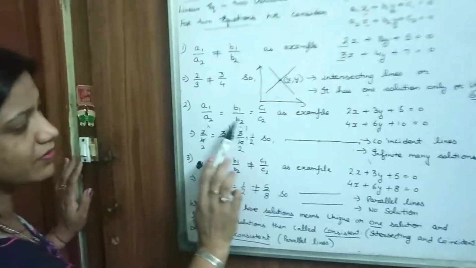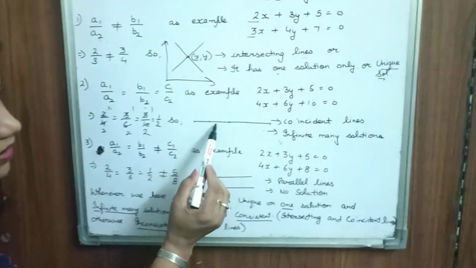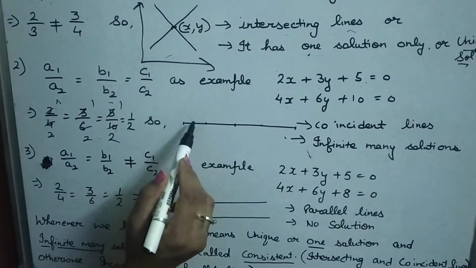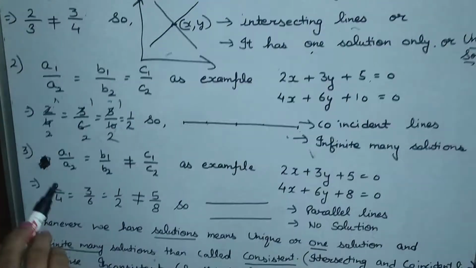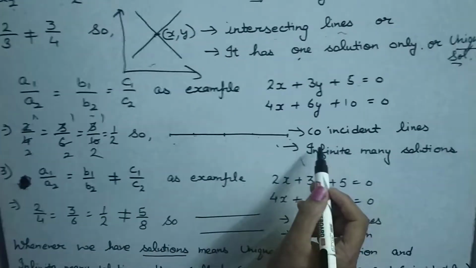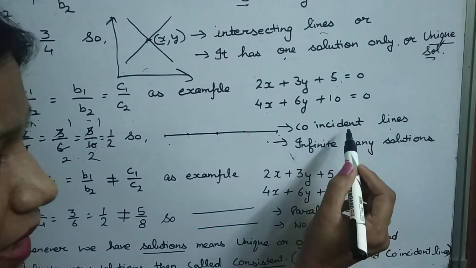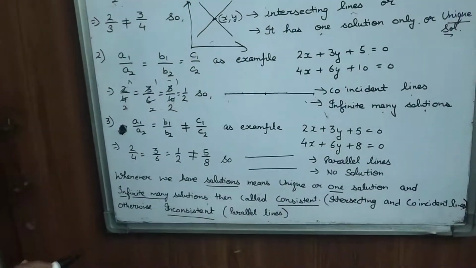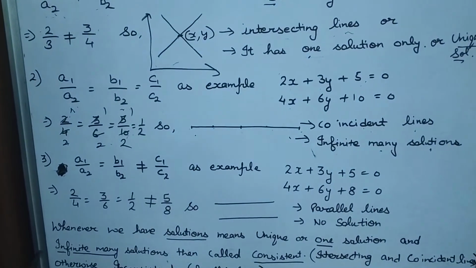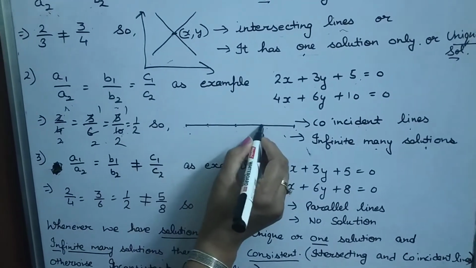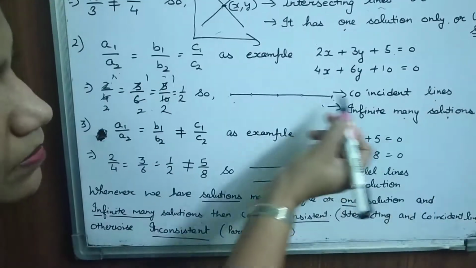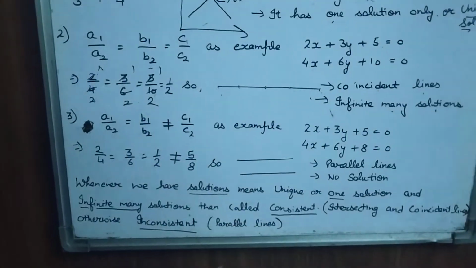Whenever you get this kind of equations, in the graph you will get coincident lines. What is the meaning of coincident lines? They lie on the same line, and all the points are common to each other. This kind of lines are called coincident lines, and it means you will get infinitely many solutions. As I made clear, a solution means where the lines intersect, and here the lines have all points in common. So there are infinitely many solutions because both lines are absolutely the same.